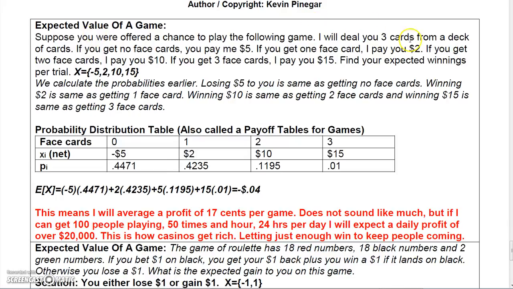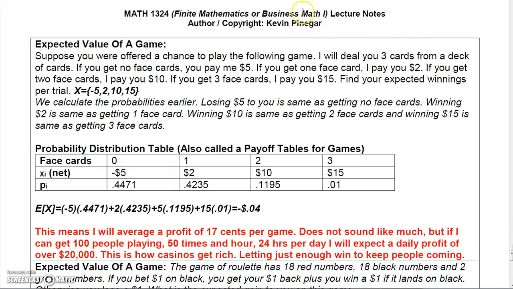Before I get into statistics, let's talk about the expected value of a game. So let's take a look at a game.